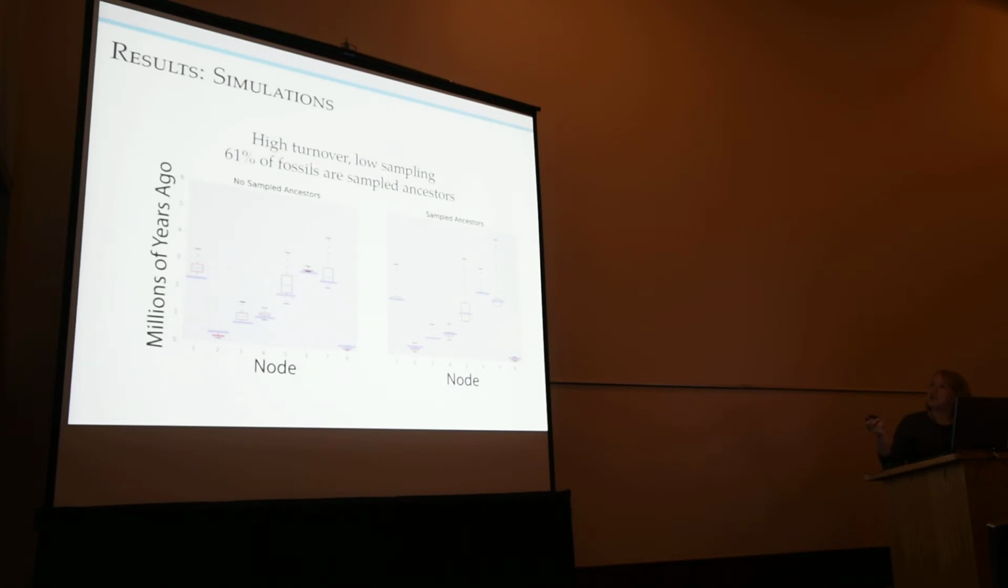So this is for high turnover, so we expect for there to be lots of fossils, but many of them not sampled ancestors, and fairly low paleosampling. We still get a pretty decent amount of fossils being sampled ancestors. And what we do see is that over here on the no sampled ancestors plots, we do end up estimating node ages as being a little bit older than the true value, which is denoted with a blue bar. And we don't have that problem with the sampled ancestors models.